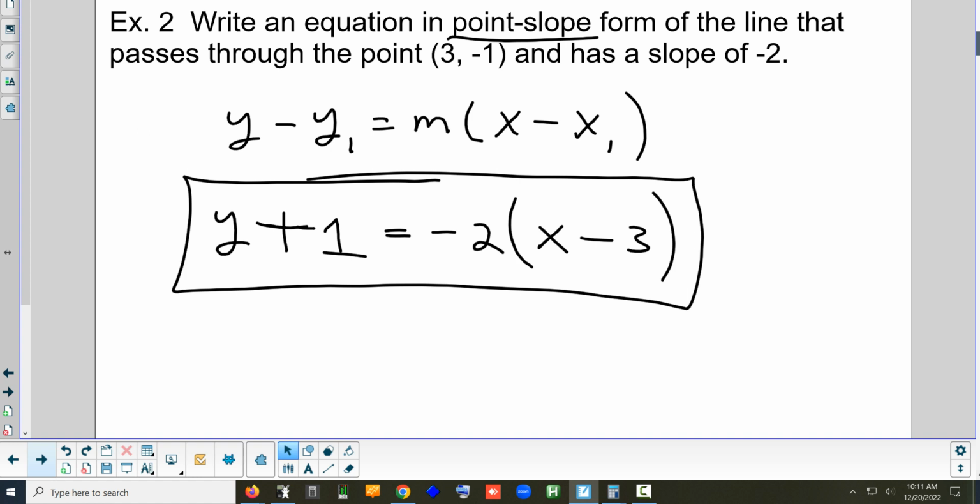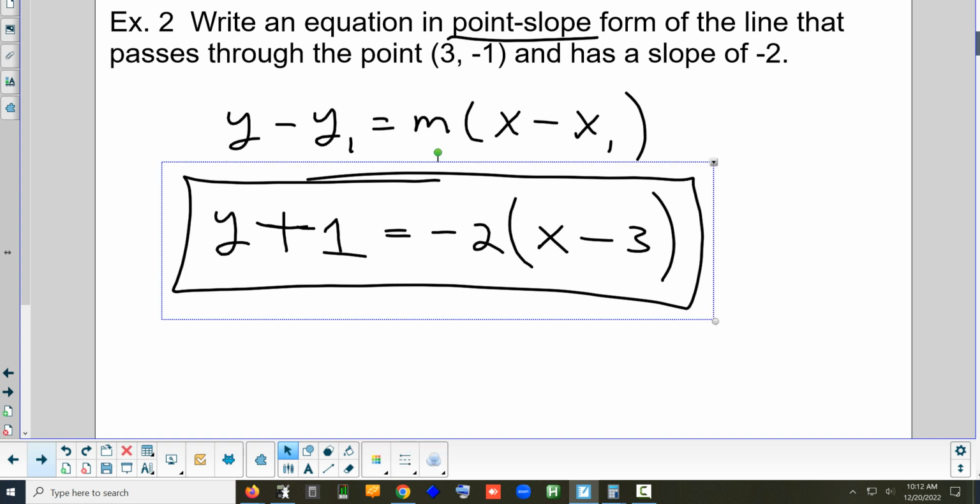Now, if they wanted slope intercept, what's the first thing that you would do on the right-hand side? If they wanted slope intercept. Yeah, distribute the -2. You would distribute that -2. So you'd have -2x plus 6. So that'd be the first thing. And then what's the last thing you would have to do? You would have to subtract this +1 to the other side. So you do a -1 here and a -1 here. But after you distribute it. So distribute and then subtract 1.